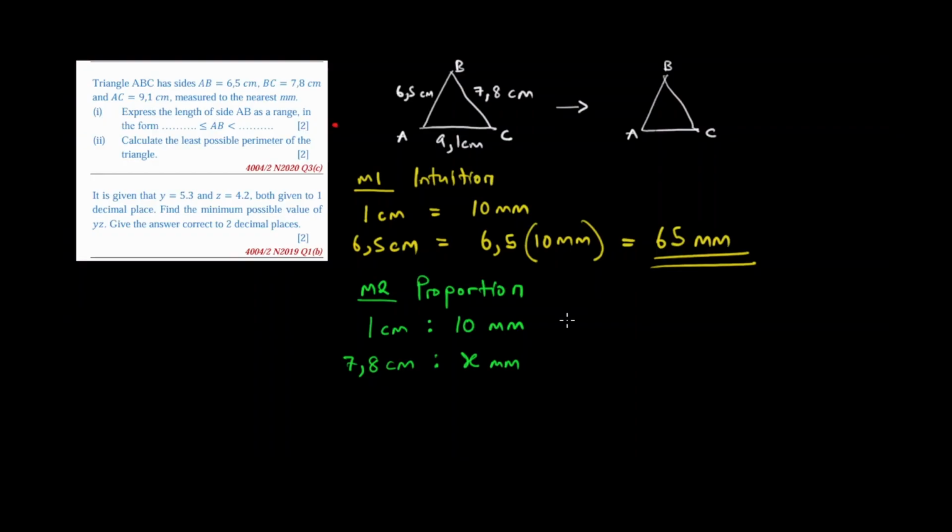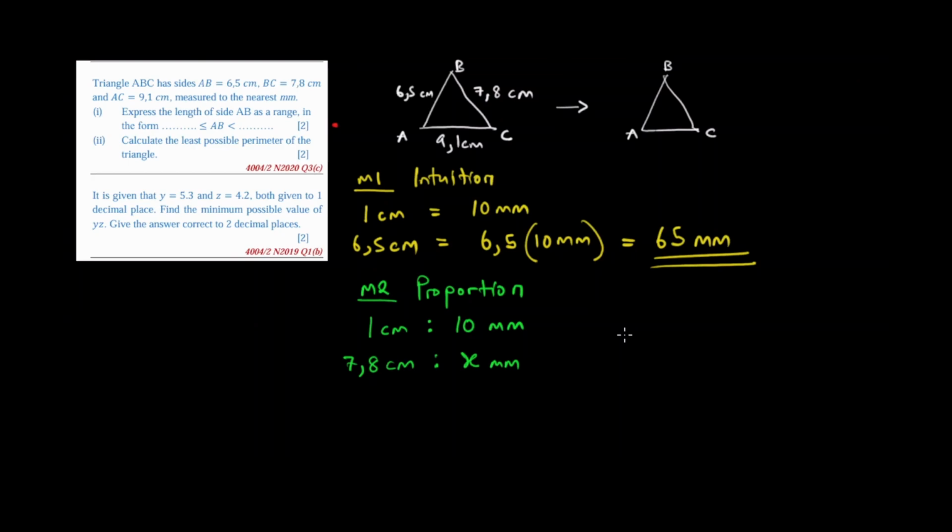You should also make sure that on the left and on the right, we have the same unit. On the left, in our case, we have centimeters, both above and below: 1 centimeter, 7.8 centimeters. On the right we have millimeters: 10 millimeters and x millimeters. That's also one way of testing that you have done things accurately here.